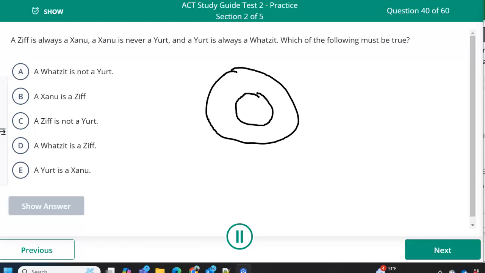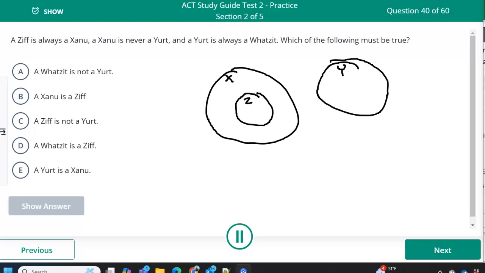Right? So this is a ziff. This is a zanu. Right? A zanu is never a yurt. So those have to be distinct. All right, so we'll put the yurt over here. Not thrilled with that circle, but okay. And a yurt is always a what's-it. All right, so now we can draw a what's-it anywhere we want. We can draw it around here.